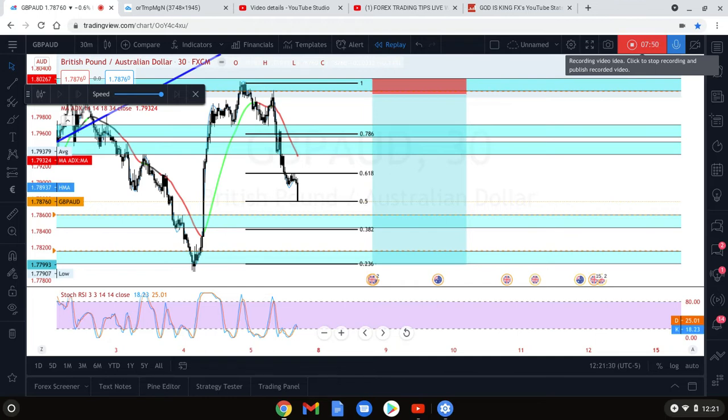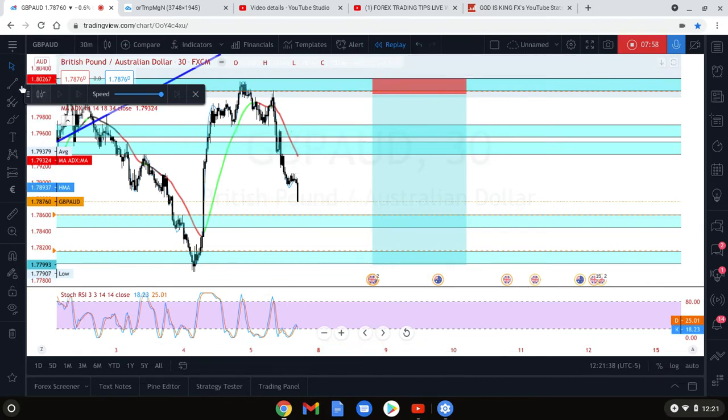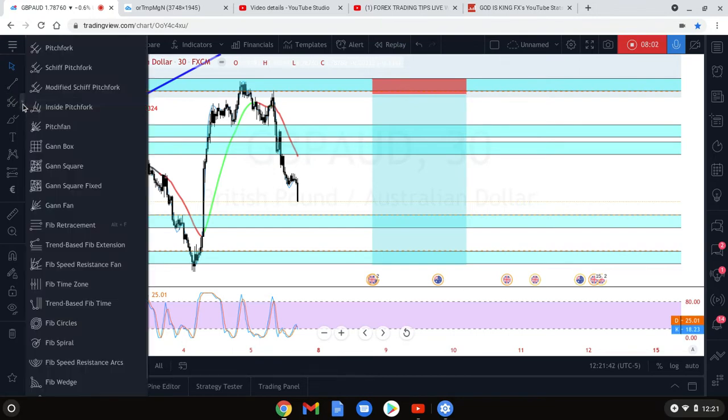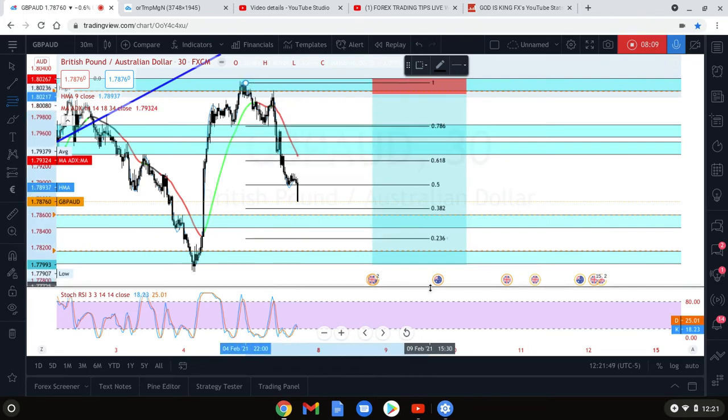So the Fibonacci is very easy to use. All you got to do is go from the highest point to the lowest point. Let me show you. All you got to do is go to TradingView. The Fibonacci is the third option. You just click Fibonacci, click the top point, and drag it down.